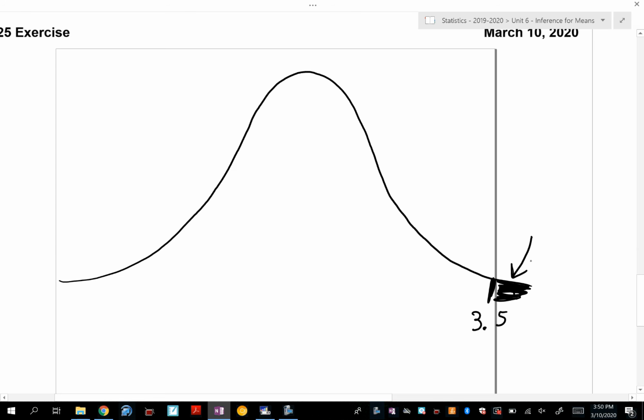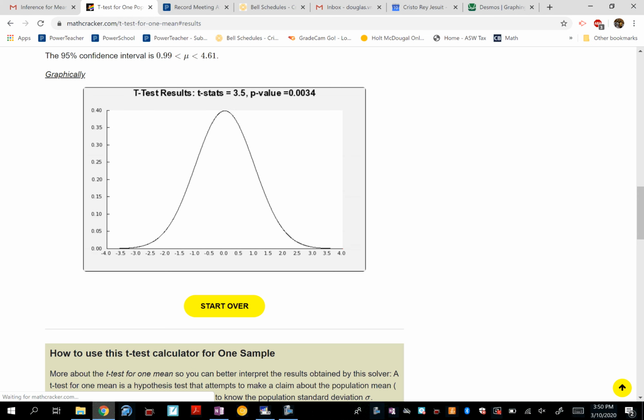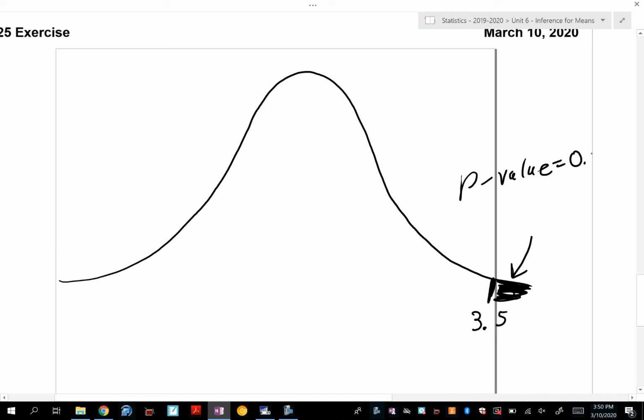So that area that we're shading is called our p-value. And our p-value is 0.0034. And my first thought immediately when I see that p-value is that it is below our alpha of 0.05. So we're going to reject the null in favor of the alternative. All right? So what are we saying about this exercise machine?